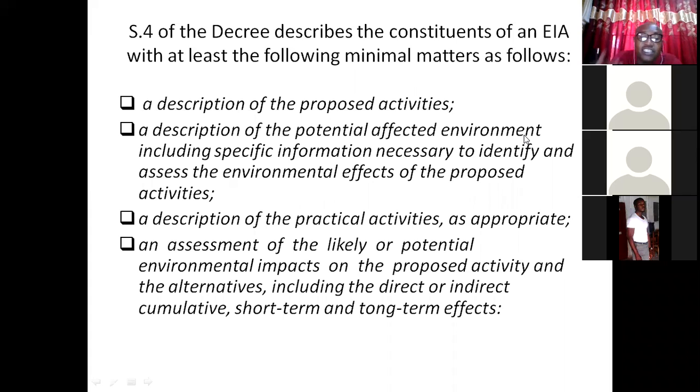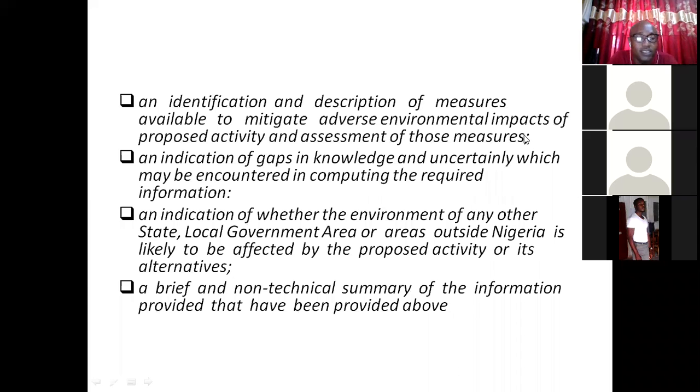You must also describe the practical activities and give a detailed description of the process by which that activity will occur. An assessment of the likely potential environmental impact: how it's going to affect the water, how it's going to affect the land, how it's going to affect the air. You must also document it. Whether it's going to be a cumulative, direct or indirect effect, short-term or long-term, let them know, and it must be properly documented. You must also put in place measures by which those effects must be what?